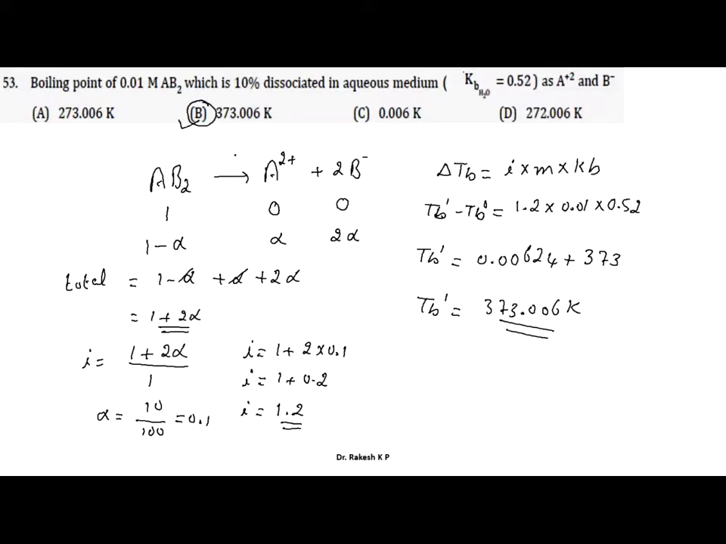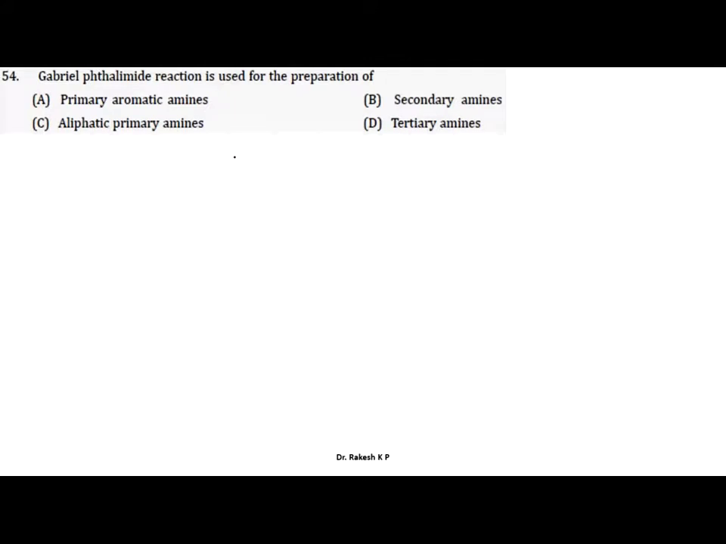Okay, next question. The Gabriel-Phthalimide reaction is used for the preparation of. Let me write the general reaction here. This is phthalimide: a benzene ring with a C double bond O and an NH C double bond O. Whenever phthalimide reacts with potassium hydroxide, the byproduct is water, and we get the potassium salt of phthalimide.